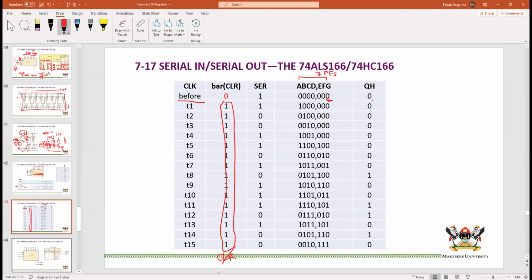So if this is our input at time T1, this input will be moved there. We are now going to start shifting: it comes here, that comes there, and so on down the register. Now the next input is 0, meaning that the 0 will be shifted into the register. It comes here, that goes there, and we continue shifting. From T1 to T7, we have been shifting zeros through the register, coming out at the output. So from T1 to T7, QH, our output, is always 0.